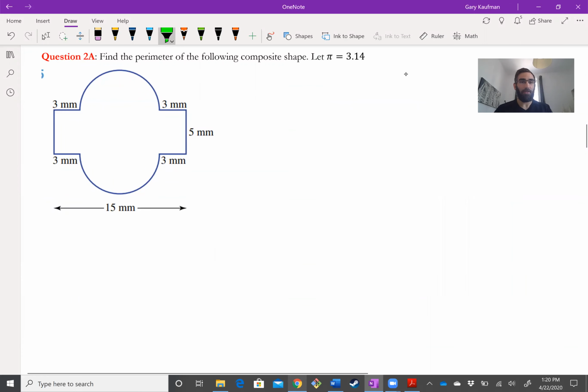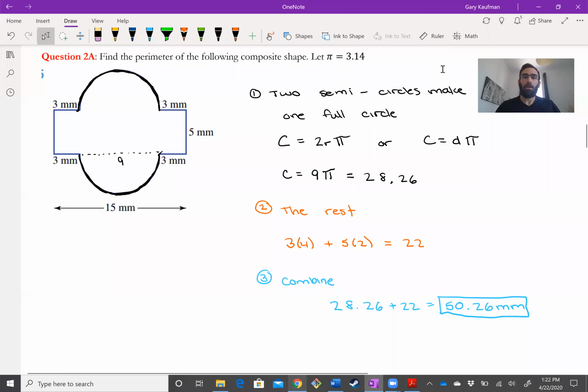Question 2A, you are going to be finding the perimeter of the composite shape. Use 3.14 to represent pi. B will deal with scale factor. Go ahead. Here is the answer to question 2A. I saw that I had 2 semicircles, and that the full distance was 15, but if I eliminated the 2 sides of 3, I could see that the diameter was 9. Therefore, I used circumference equals diameter times pi to get that the circumference of the circle was 28.26.